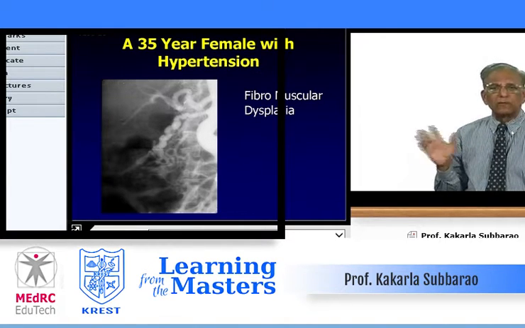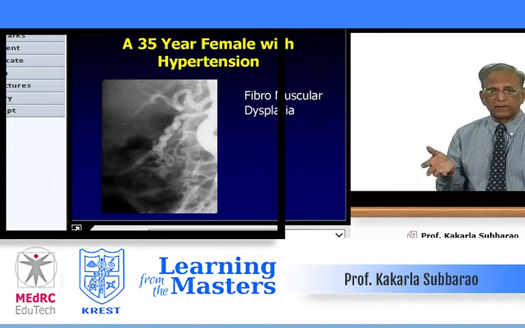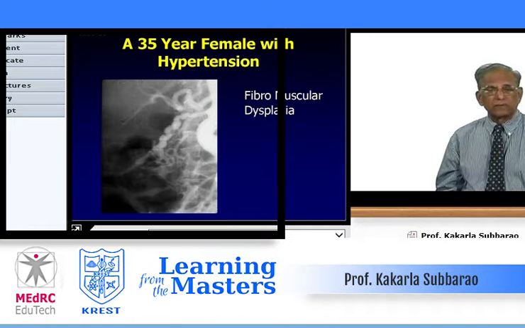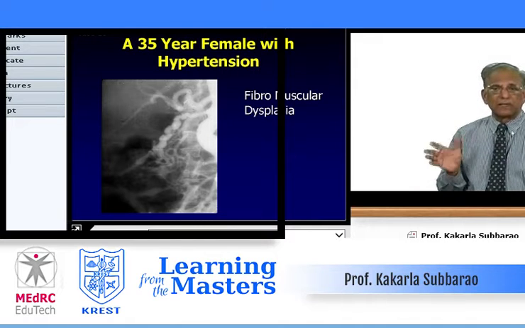More common in women between 30 and 40. Often they come with history of hypertension. Right side is more common than the left. And this fibromuscular dysplasia, although it is common in the renal artery, can occur in the carotid vessels. I have seen it in peripheral vessels also. But most common is renal artery.